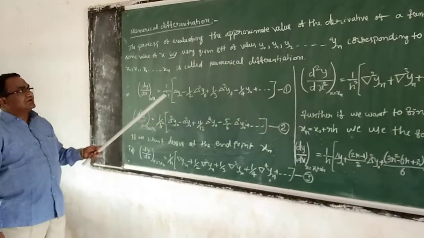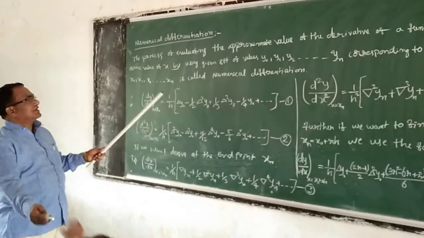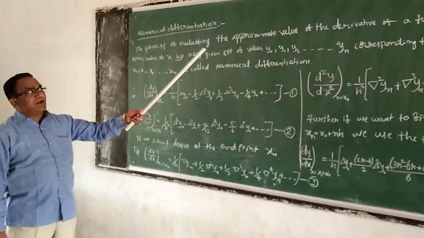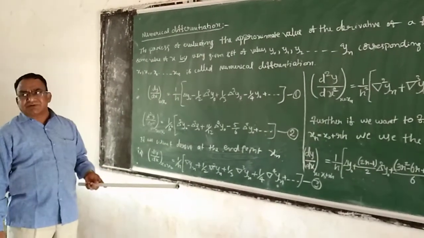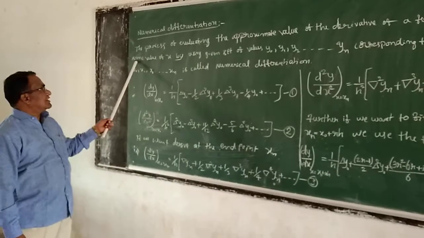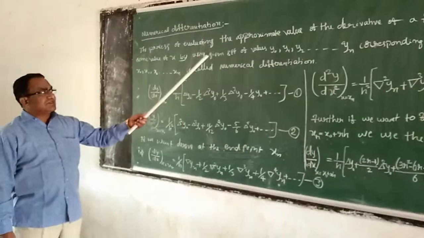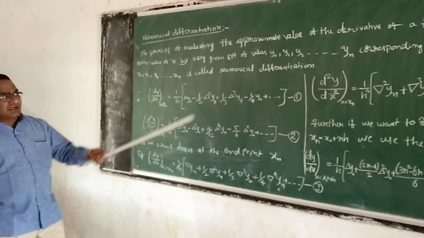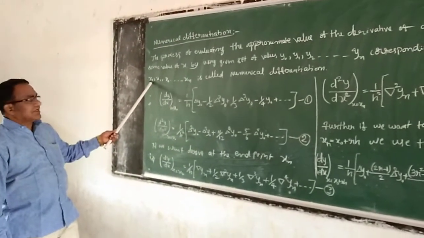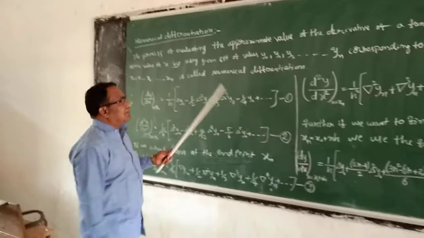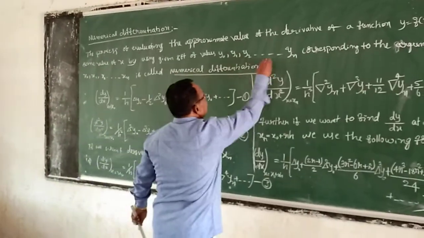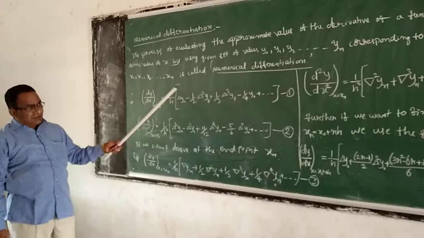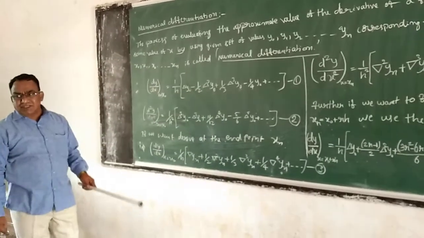Okay, so as I said, it is the method of obtaining the approximate value of the derivative of a function y is equal to f(x) at the set value of x by using a given set of values y0, y1, y2 and so on up to yn corresponding to the arguments x0, x1, x2, xn, is called numerical differentiation. And let us see some of the important formulas here.